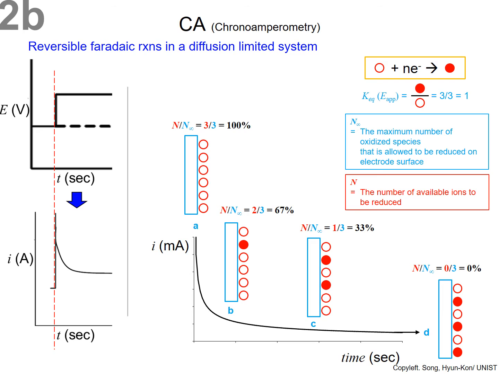I have just applied minus 0.3 volt to the system, and then at this potential, we should have the same amount of reduced species and oxidized species. So it means the equilibrium constant at this applied potential is equal to 1. So we should obtain this value in terms of equilibrium constant after a long time experiment.